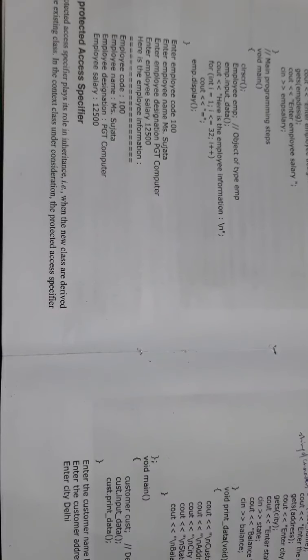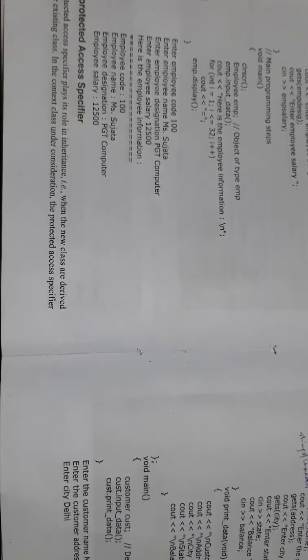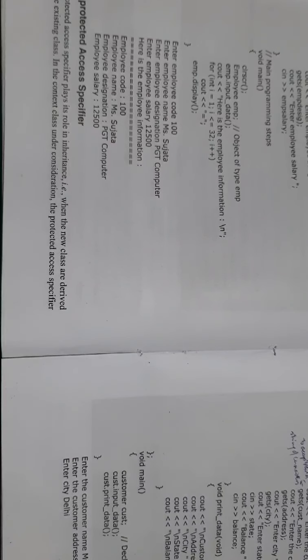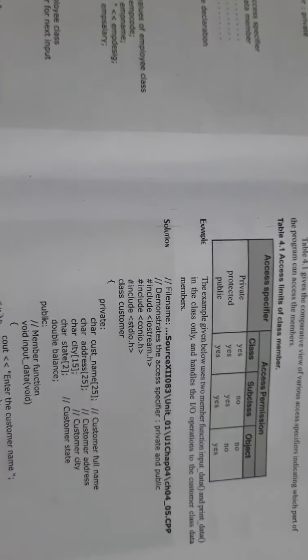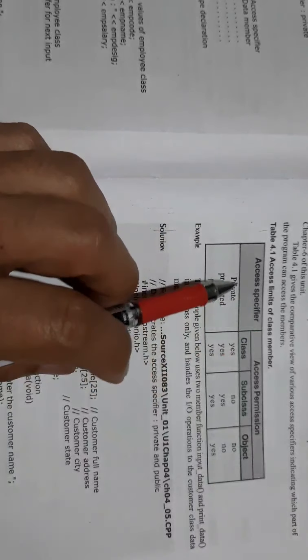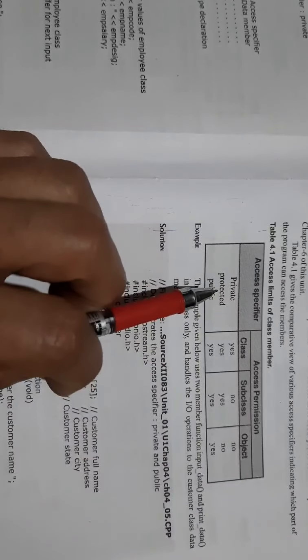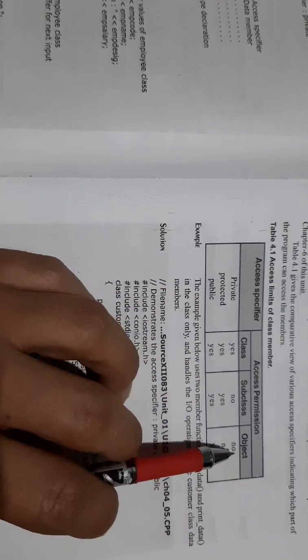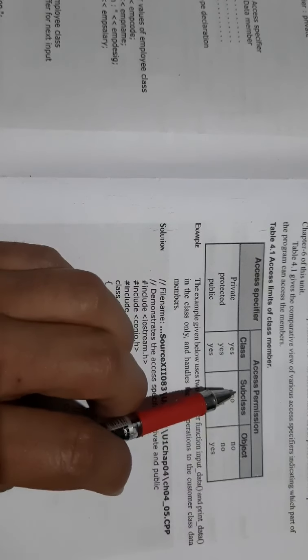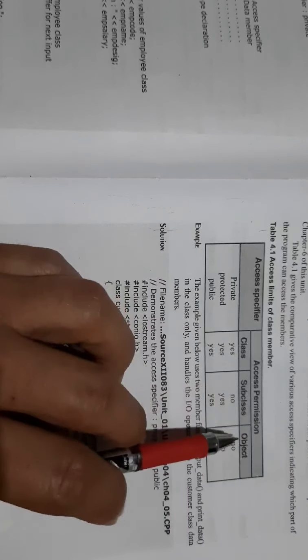Good morning, students. Yesterday we discussed the protected access specifier, and then I explained to you the table with access limits of class members. Here are the access specifiers: private, protected, public, and the access permission given to the class, subclass, and objects. We have still not seen subclass; you will see that in the coming chapters.